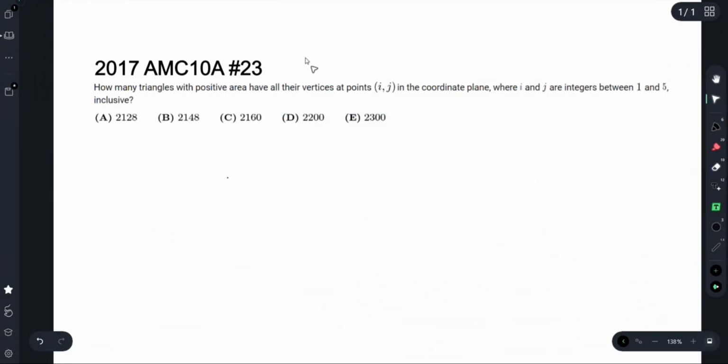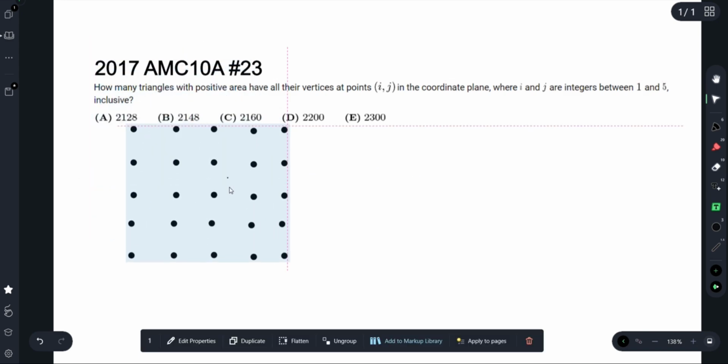Hello guys, today we're talking about 2017 AMC10A number 23. How many triangles with positive area have all their vertices at points i, j in the coordinate plane, where i and j are integers between 1 and 5 inclusive? So what we can do is we can draw out the 5 points in a graph that's kind of like this.